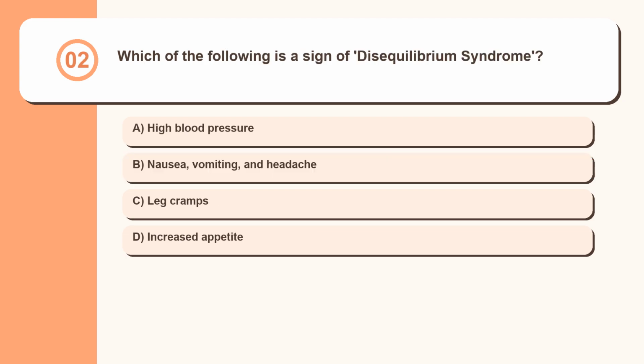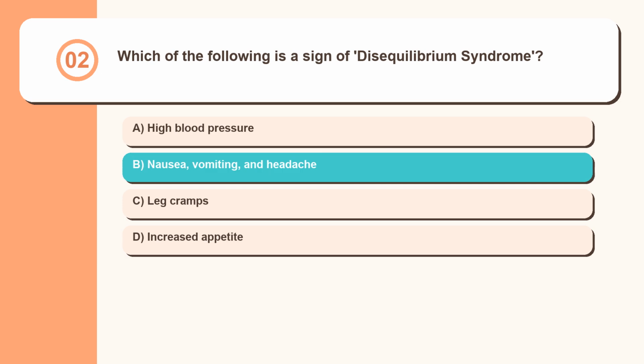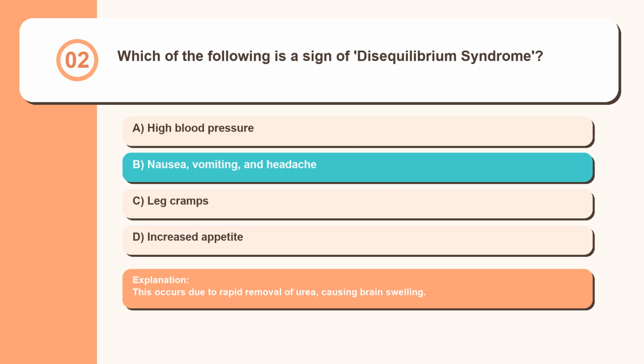Question 2. Which of the following is a sign of disequilibrium syndrome? High blood pressure, nausea, vomiting, and headache, leg cramps, increased appetite. This occurs due to rapid removal of urea, causing brain swelling.